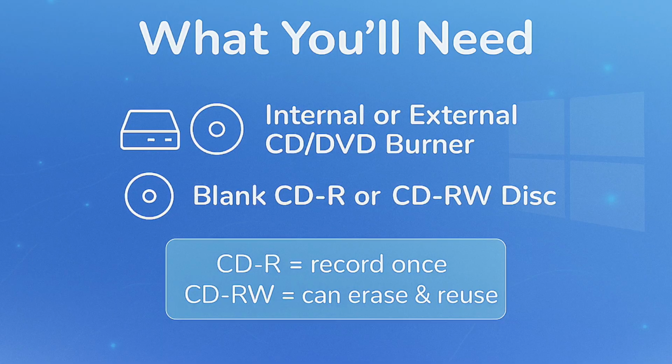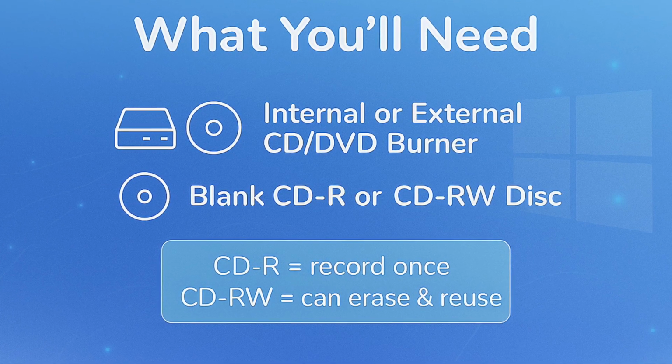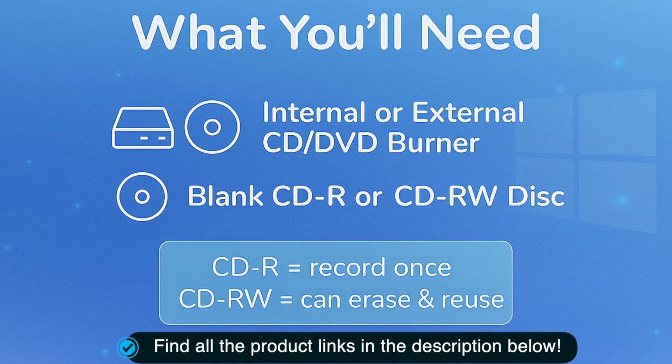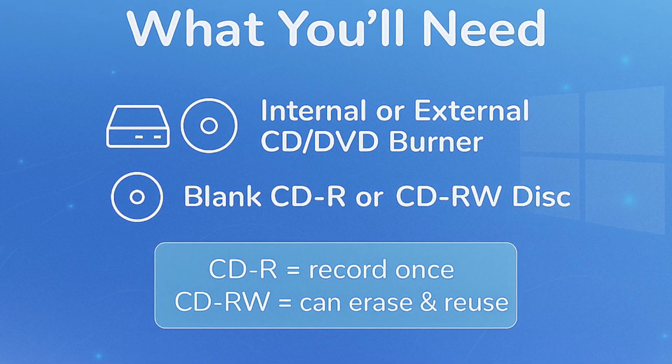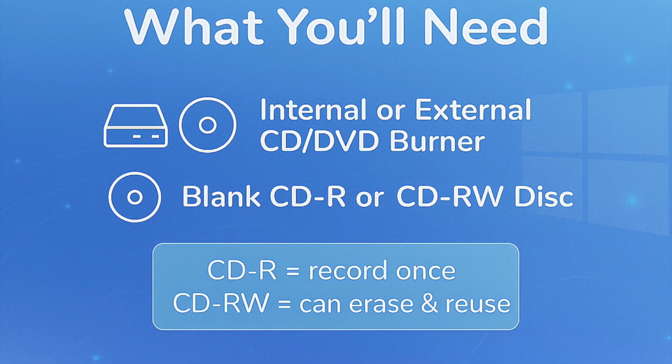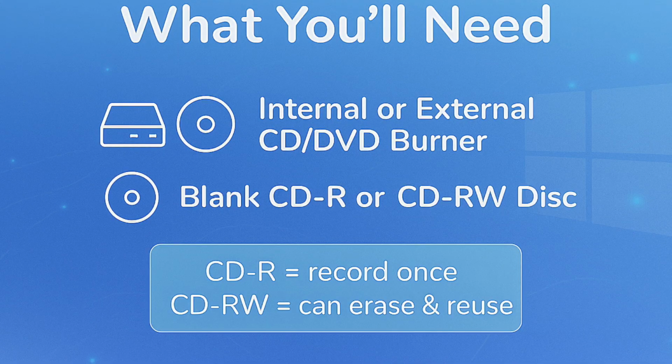Here's the difference. A CDR can only be recorded once. Once you've burned your songs, they're permanent. A CDRW, on the other hand, stands for rewritable, which means you can erase and reuse it multiple times. For most people, a CDR works best for creating standard music CDs that play in cars and home players.